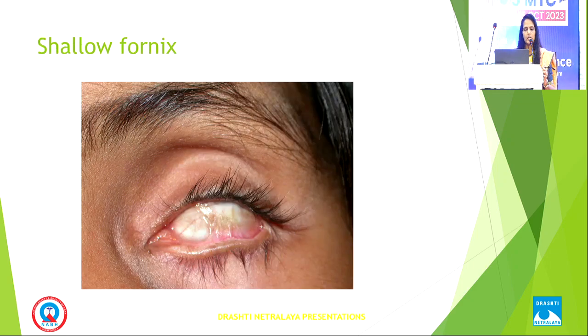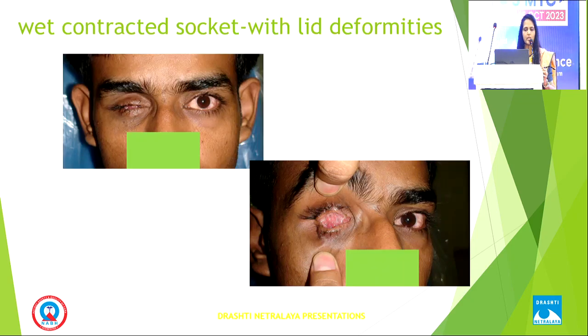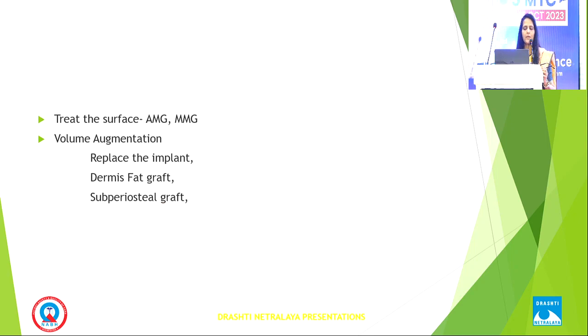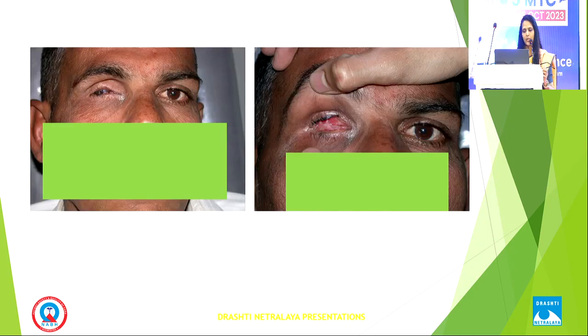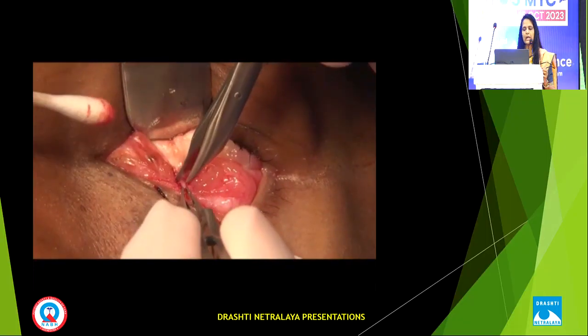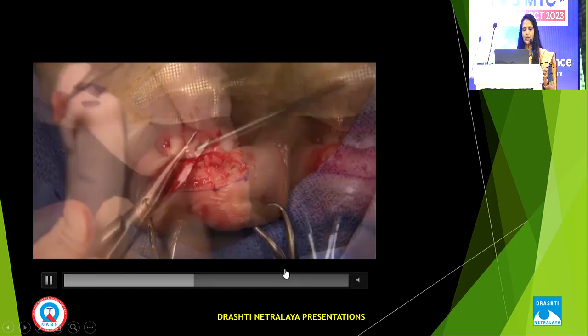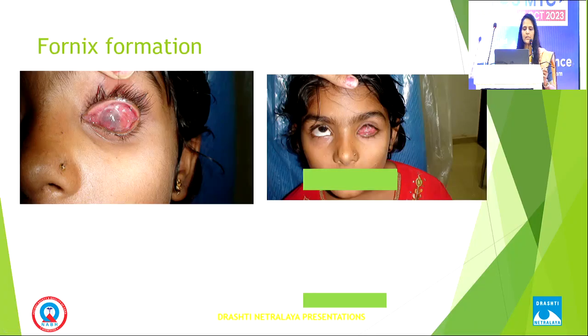Orbit, I will not go into detail of it. There can be a shallow fornix, shelled fornix, obliterated fornix, wet contracted socket, or dry contracted socket. In all these, the most important thing you have to have with you is amniotic membrane. So when you put amniotic membrane and release the scar, that works. In this patient we again put a mucous membrane graft, and that also worked very well, and then fitted with the prosthesis later on.